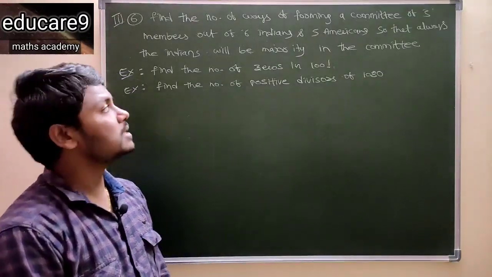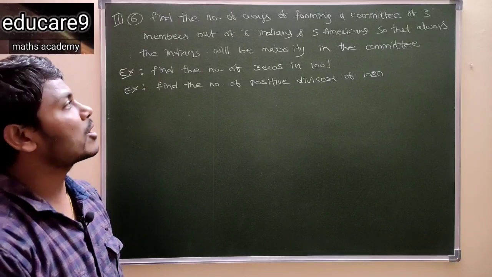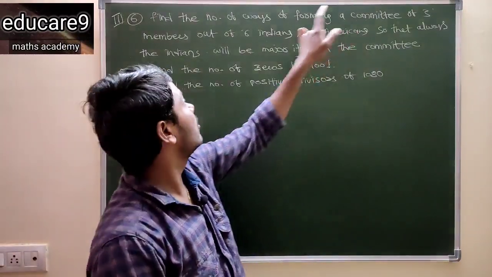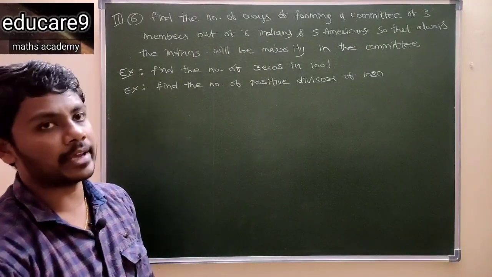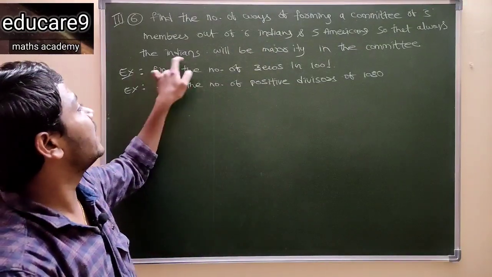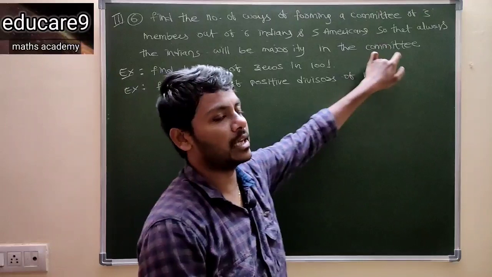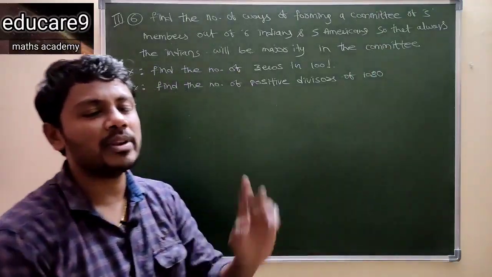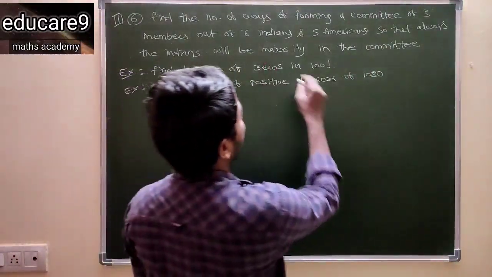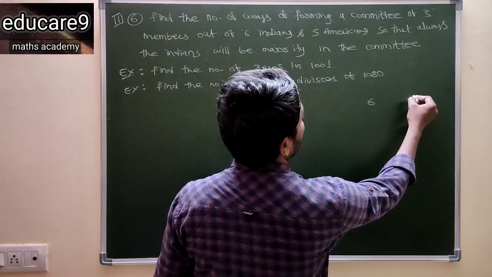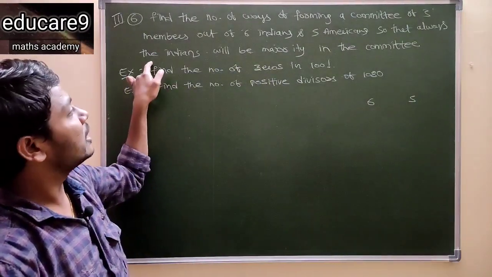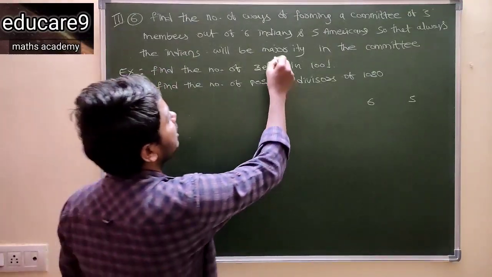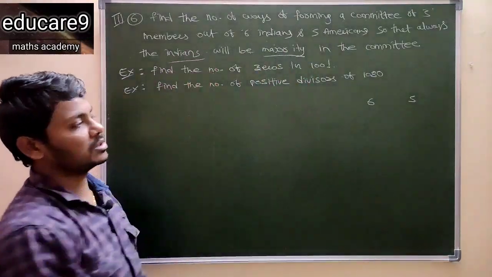So see the question number 6. Here find the number of ways forming a committee of 5 members out of 6 Indians and 5 Americans. So that always the Indians will be majority in the committee. So this is similar to previous one. So see here total number of Indians are 6. Total number of Americans are 5. Here so that in every committee the majority persons are Indians only.